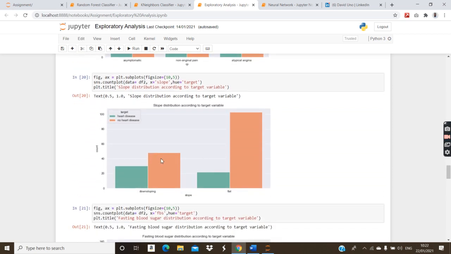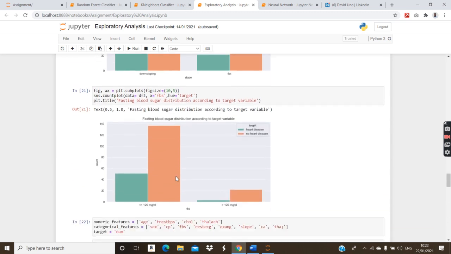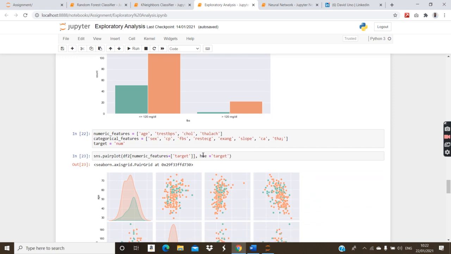So furthermore, we look at the slope. We see that it is downsloping. Then we look at the fasting blood sugar. Now this is an interesting one, because over time some people say fasting blood sugar leads to heart disease and some say not. But it is very rare. From looking at this data, fasting blood sugar in this data set has shown that it isn't a major factor that plays out in people having heart disease. It isn't a major factor.